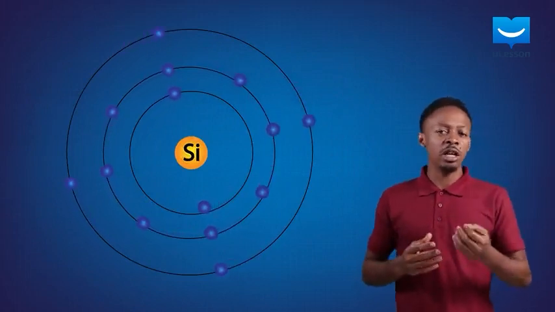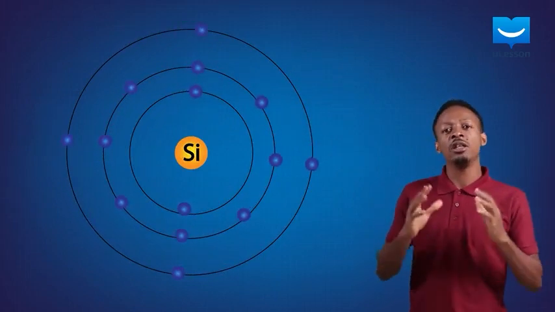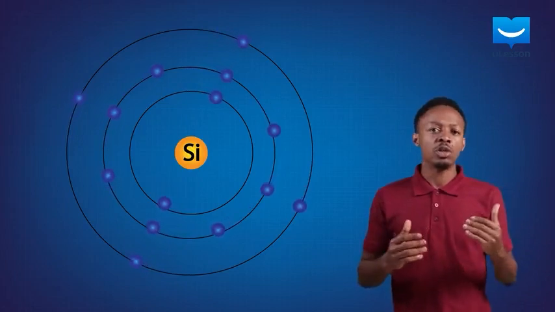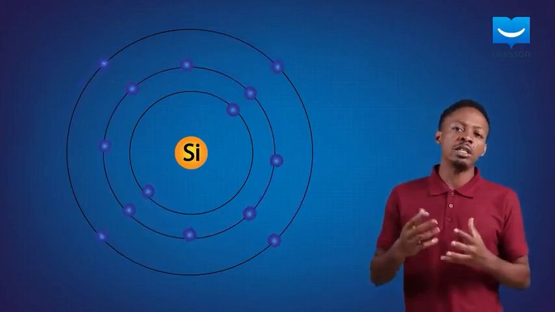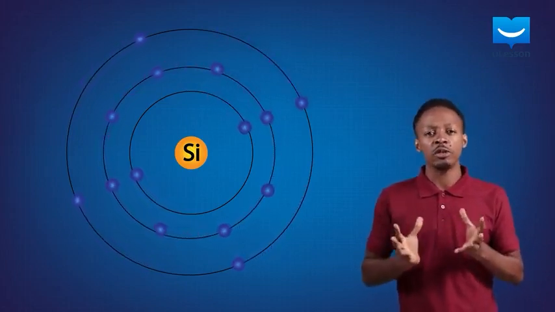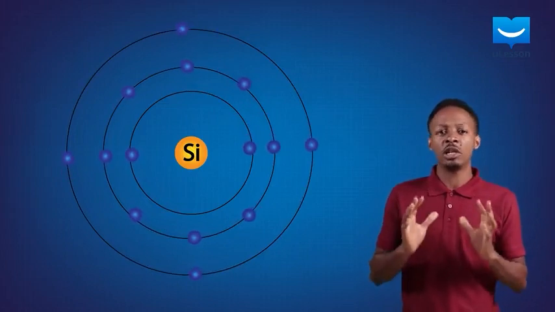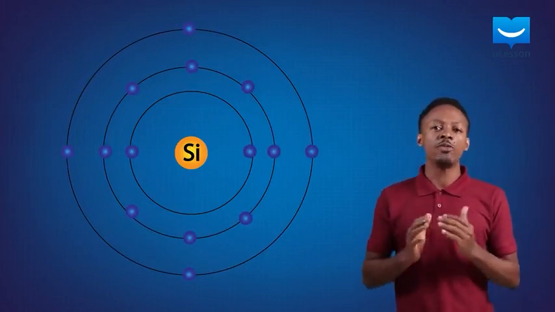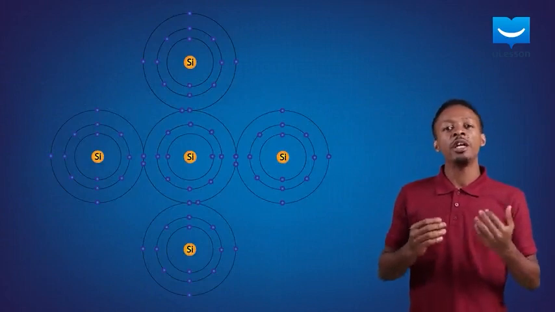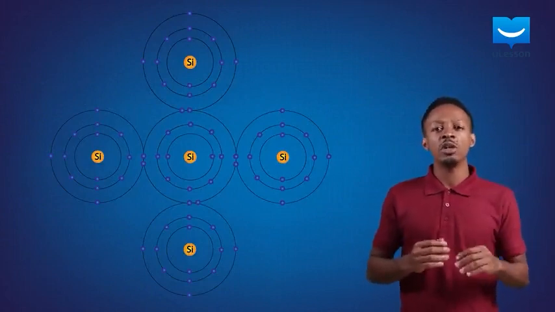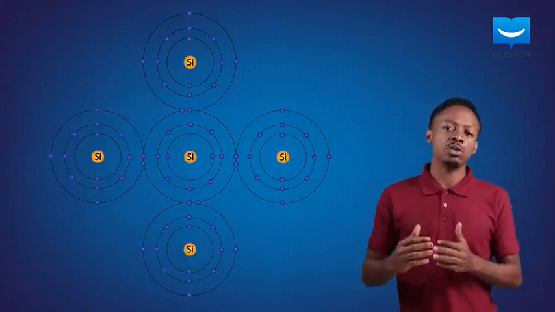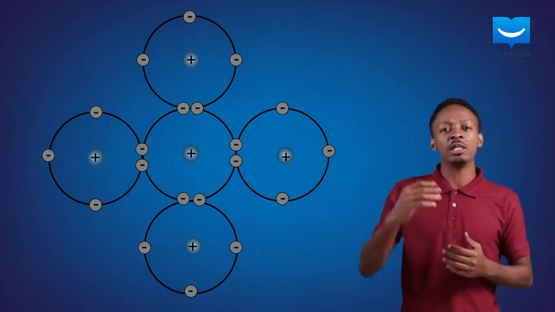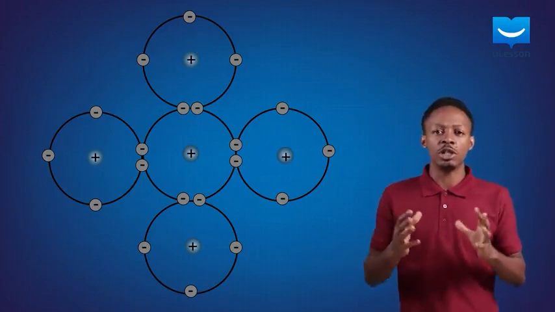Silicon has 14 electrons with 4 in the outermost shell. Atoms are more stable when they have 8 electrons in their outermost shell, according to the octet electron arrangement. So this makes the silicon atoms form covalent bonds by sharing their 4 electrons with 4 other silicon atoms. This way, each atom has 8 electrons in their outermost shell.